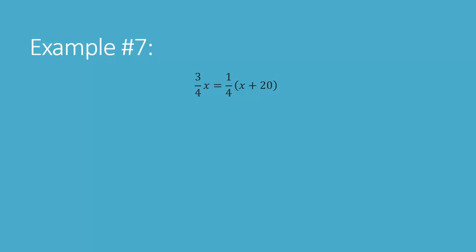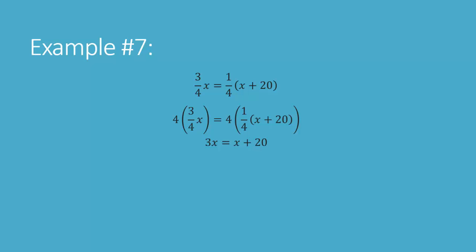So step 1, we need to get rid of fractions. The easiest way to do that, of course, is to just multiply both sides by 4. And that way these right here will cancel, and this here cancels. So we get 3x equals x plus 20.